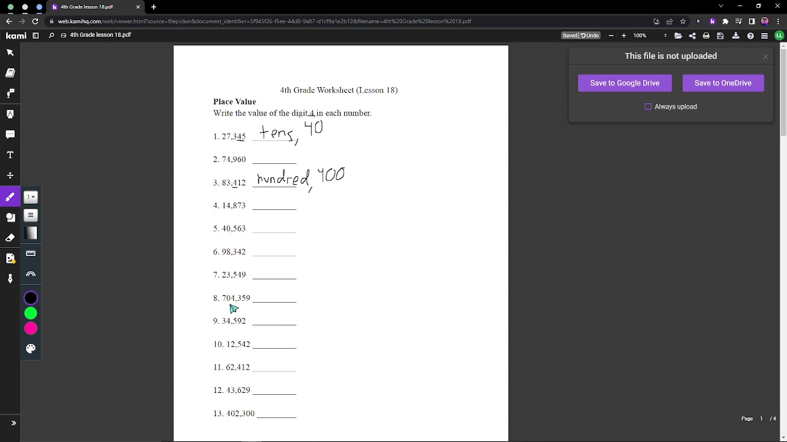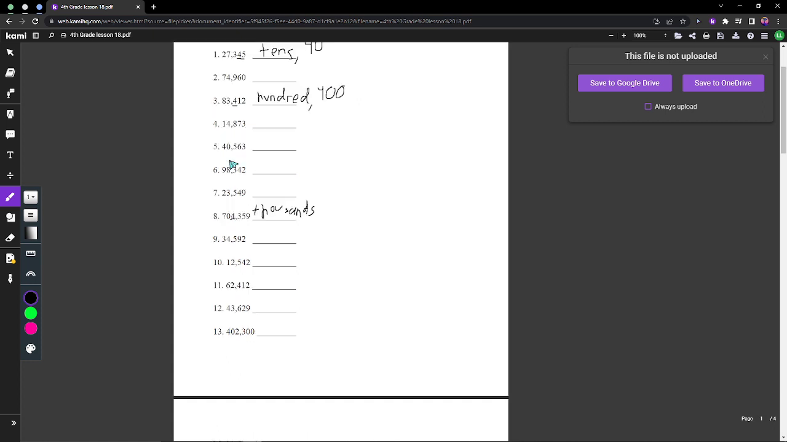Now let's take a look at example 8, and this one we have 704,359. So we look for the 4, and we see that's in the thousands. It's very simple. You just have to know what you're looking for, and then just identify where it is correctly. And that's pretty much how you would do these place values. So do the remaining ones to your best abilities, and that should be all.